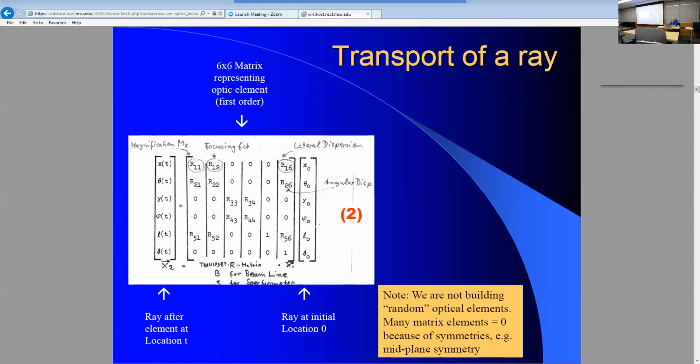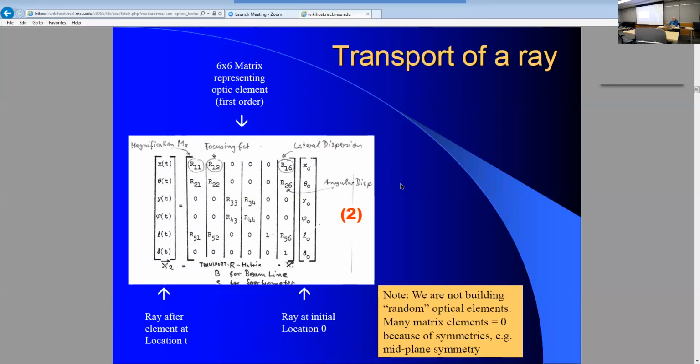So in order to get x_t, you multiply r11 times x0, r12 times theta. There are some zeros here. Then r16 times delta if you have dispersion. And these terms are in the transport code called r11, r12, r16, etc. You will learn the other notations on the next slide.